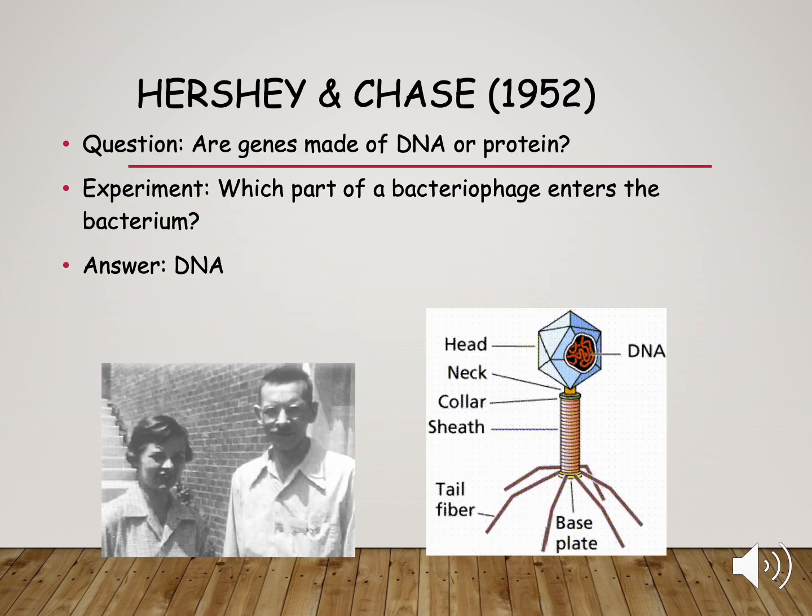Hershey and Chase continued with the discovery of proving that it was the DNA that was responsible for the genetics. They took a bacteriophage, which is kind of a virus that can infect a bacteria. And a bacteriophage has this DNA core, which is going to contain phosphorus, remember your phosphate group, and then it has a protein covering on the outside that contains sulfur. Let's look at the experiment.